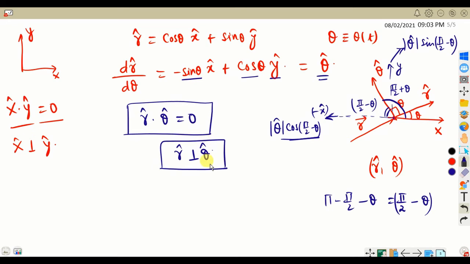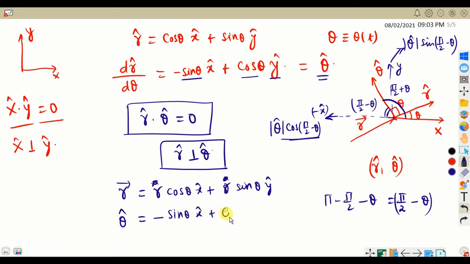Now we have this interesting property. Okay, very good. So we see we have the following: r hat is cos theta x hat plus sin theta y hat, and again similarly we got theta hat is minus sin theta x hat plus cos theta y hat. So we have a set of equations.